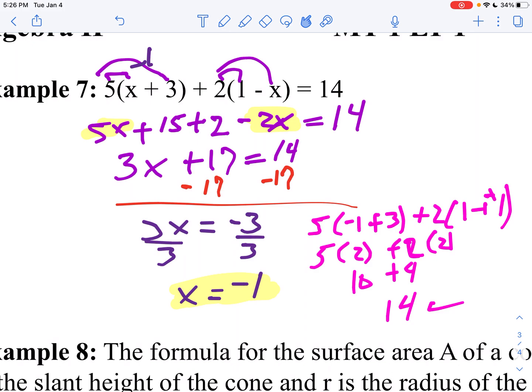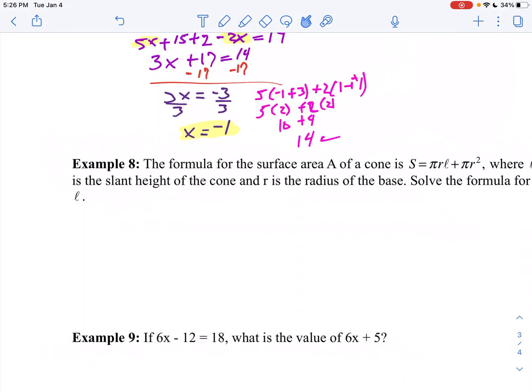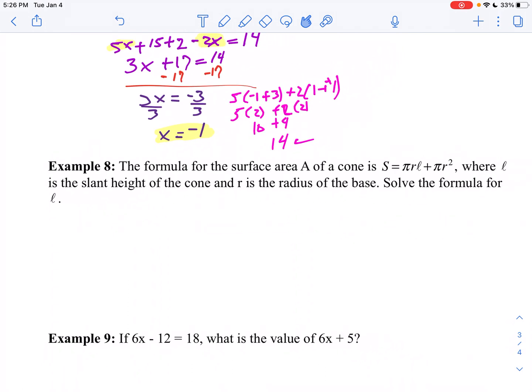Let's take a look at an application problem in example 8. It says the formula for the surface area of a cone is S equals pi r L plus pi r squared, where L is the slant height of the cone and r is the radius of the base. Solve the formula for L. So in other words, when I say solve the formula, it's more like rearrange. I want to get L by itself. So I'm not going to move this L. What I'm going to do is move the pi r squared. The opposite of adding is subtracting. So I subtract pi r squared from both sides.